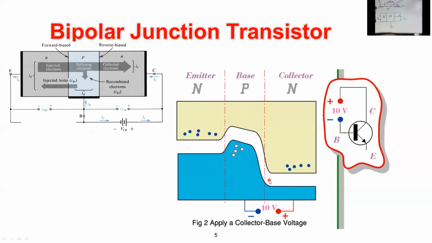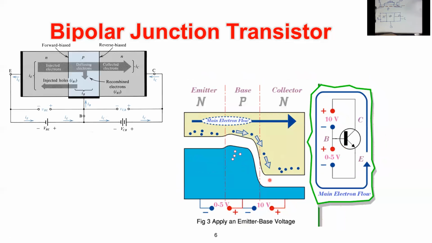So nothing will happen. However, what if we connect another battery here? So still this is in reverse bias, but now we connect another battery here. This battery is connected so that the positive is toward the base, the P region, and the negative is toward the N region, which is the emitter. So this emitter base junction is a forward junction.